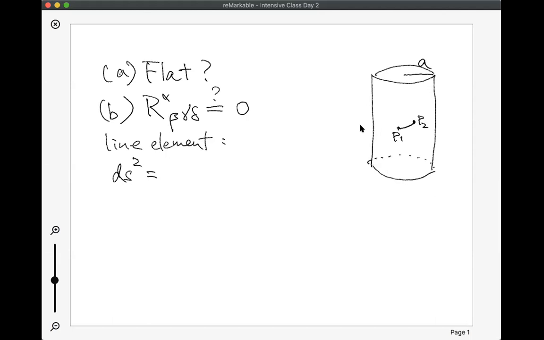Okay, Yato said that it's R squared d theta squared plus dz squared. Okay, very good, very good. You are correct, except for the R, because I have already denoted A as the radius. So the R should be A. So the correct answer is something like this, right?